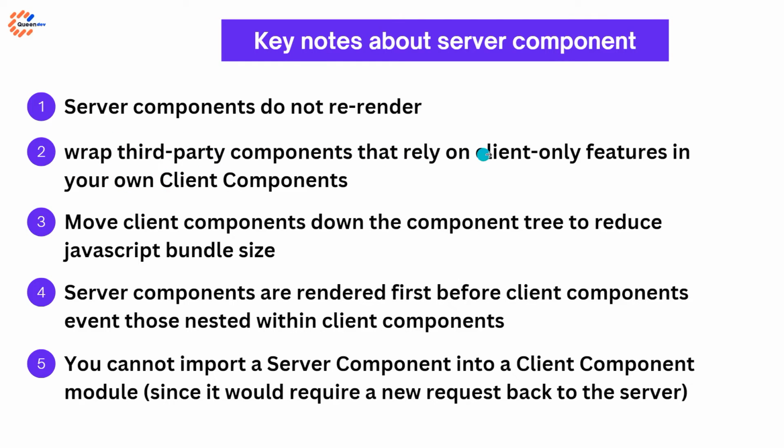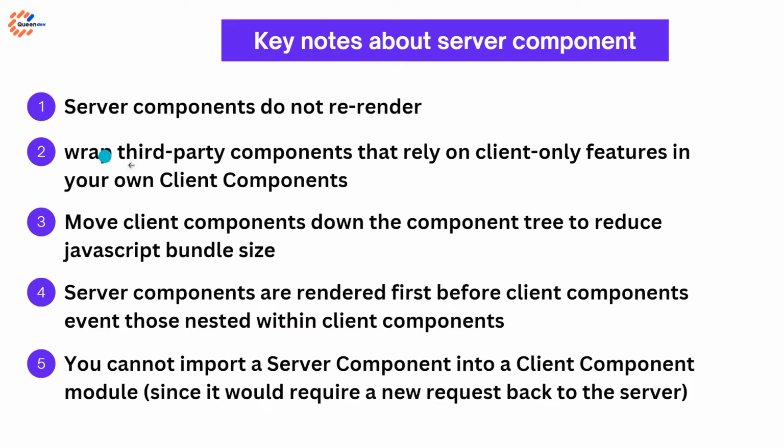wrap third-party components that rely on client-only features in your own components. We're going to take a look at this point in our code very soon. The thing here is that if you have a third-party component, let's say you import a component from a third-party library and you are importing it inside a server component, it's going to show you an error. Let's just say for Material UI that uses client components and it doesn't have any knowledge whether we are going to be using that component on the server, and it is using client features in that component. So Next.js is going to show us an error that we are using a client component in the server component. We cannot run that client-specific code inside the server component.